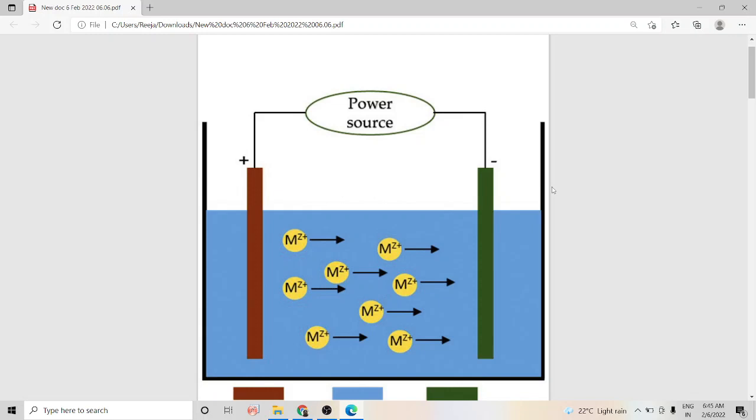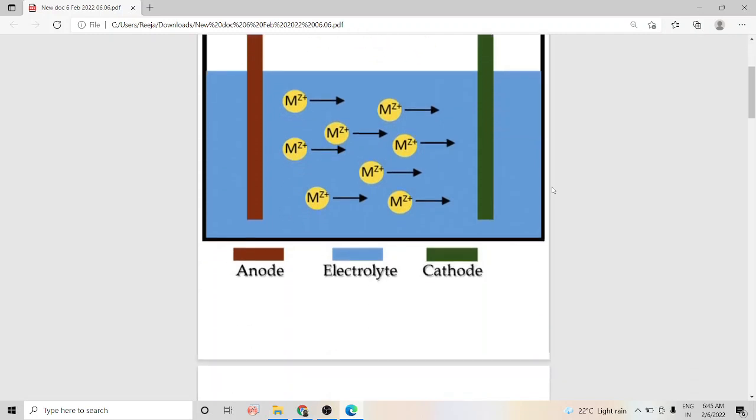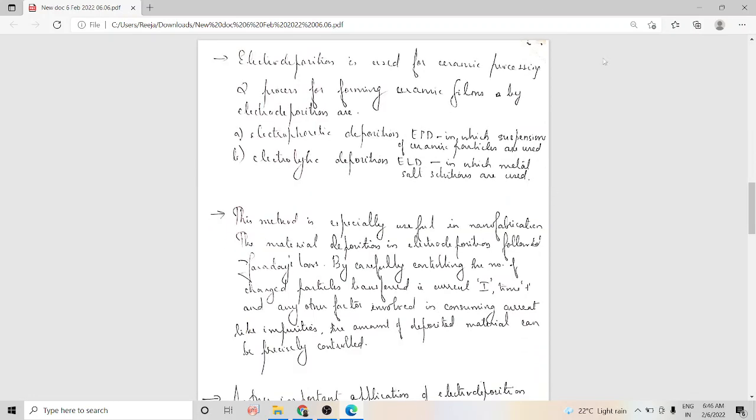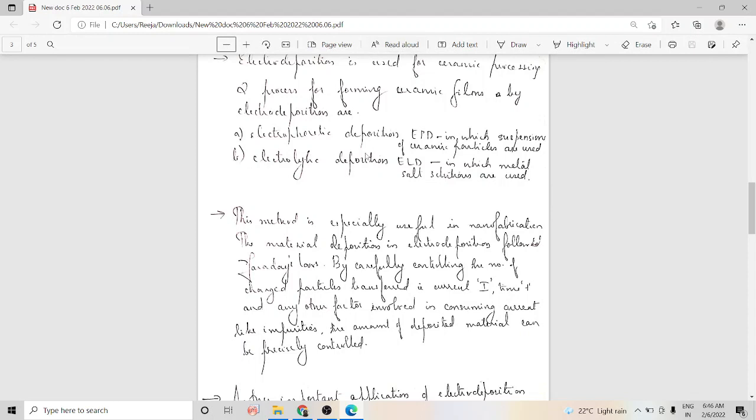Okay, next, ceramic materials or electrodeposition method can be used for ceramic processes, that is for the formation of ceramic films, etc. So it involves two processes. One is electrophoretic deposition, that is ceramic processing using electrodeposition involves two processes. One is electrophoretic deposition, EPD, in which the suspension of ceramic materials is used, and electrolytic deposition, in which metal salt solutions are used.